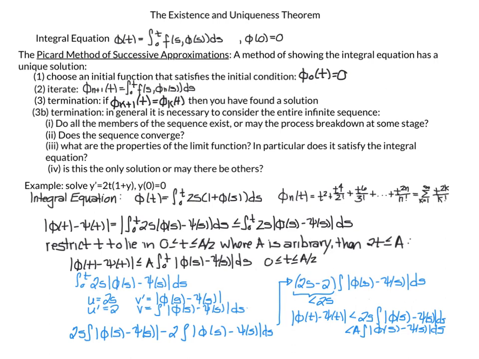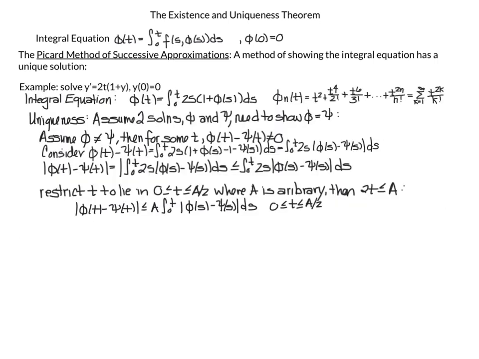So what I have is phi of s minus psi of s is less than 2s times phi of s minus psi of s, because my original equation was over here, which is less than a, because 2t is less than or equal to a. This is less than a times the integral of phi of s minus psi of s. So this is where I get this equation from, all this blue stuff, basically integration by parts. Okay, so I've gone from this line to this line here.